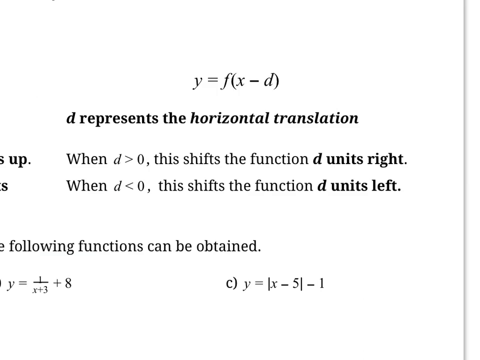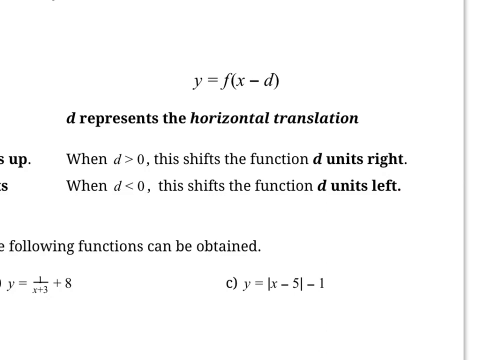So let's summarize this for all functions now. So now we have function notation, not just for parabolas, but any parent function we want to start with. When our value of D, which is represented by whatever is beside this negative 1 here, is greater than 0, it's going to shift the function to the right. And when D is less than 0, it's going to shift the function to the left.